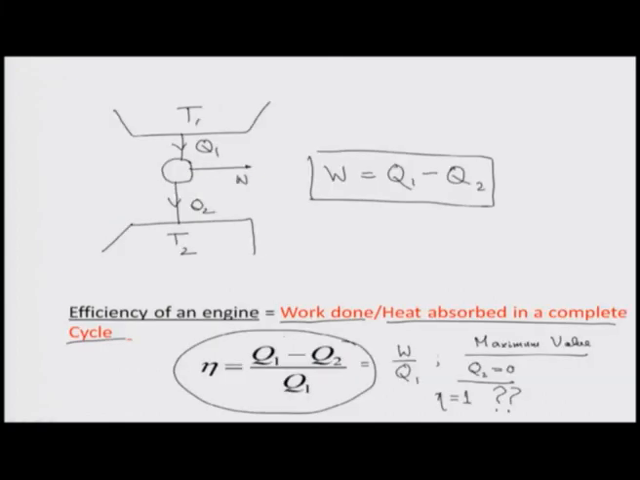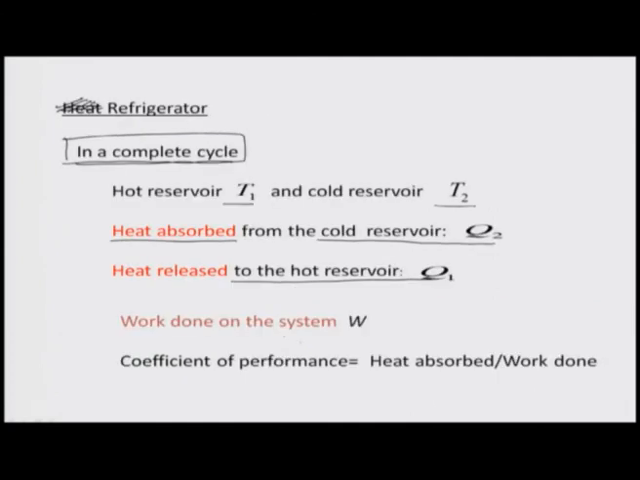The engine was fine. It was taking heat from the hot reservoir, releasing it into the cold reservoir, and in the process it was giving us some work. Here, since it is the other way around, I have to do some work on the refrigerator. Okay? Please note, work is done on the system. These are all in a complete cycle. In a complete cycle, the work done on the system is W.